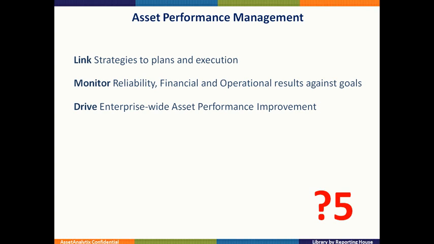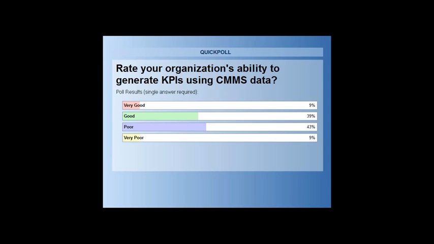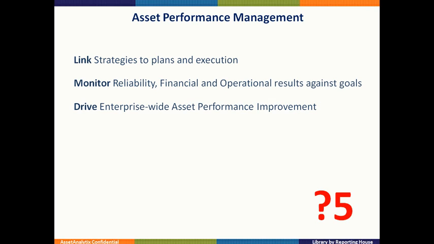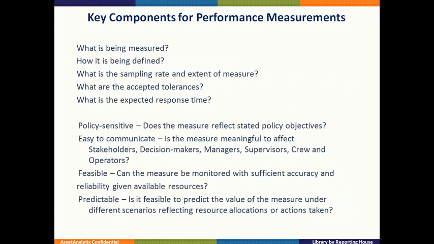43% have poor ability to have good KPIs. 39% have good, 9% have very good, and 9% have very poor. So again, I think it goes with the data quality also. It's a 50-50. So that's a sign of maturity. We have seen it in other surveys also. As your data quality improves, your ability to generate good KPIs also improves.